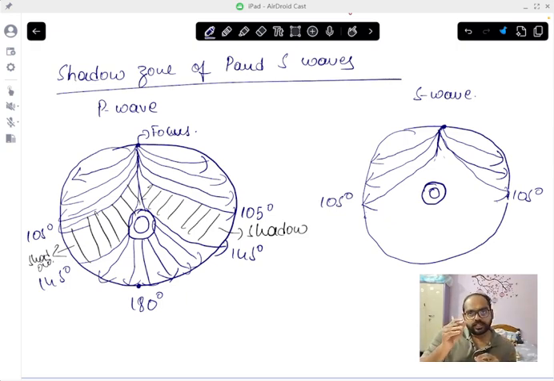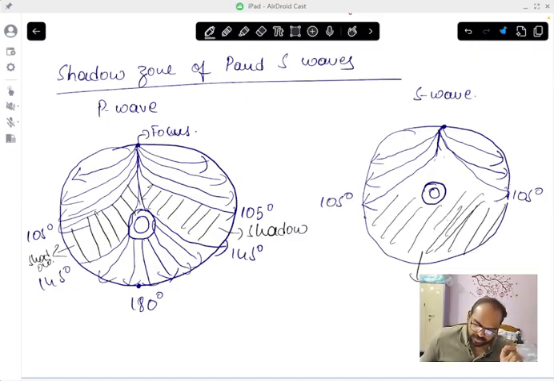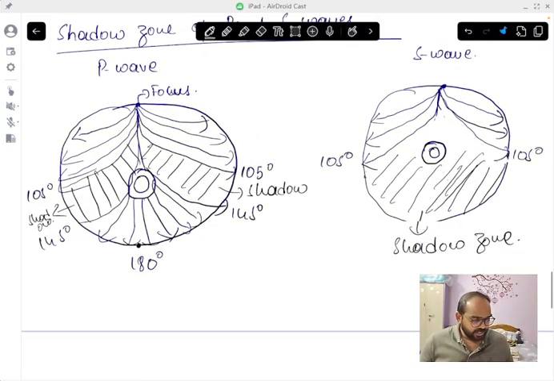Okay, what does it indicate? We will learn afterwards. And coming to S waves, after 105 degrees there is a complete shadow zone for S waves. We cannot see S waves beyond 105 degrees. After 105 degrees, due to change in the density of the medium, S waves disappeared. They cannot travel through after 105 degrees because of the change in the density of the medium. This is called the shadow zone of P and S waves.